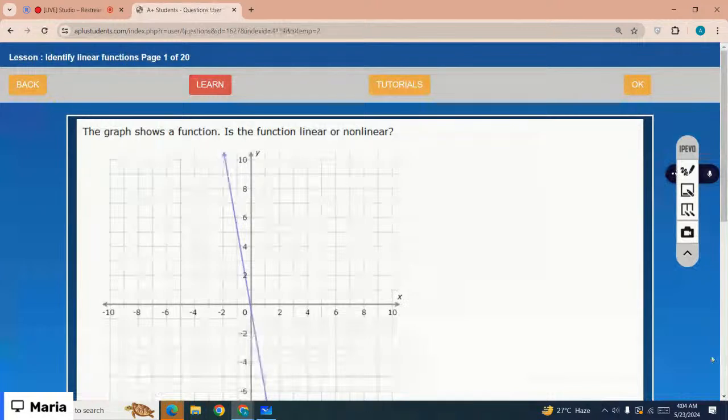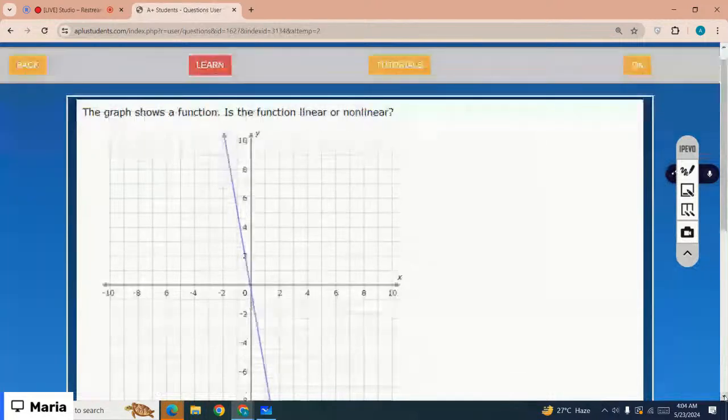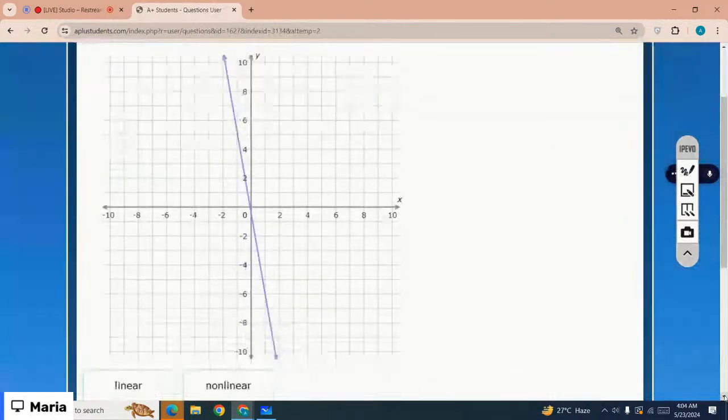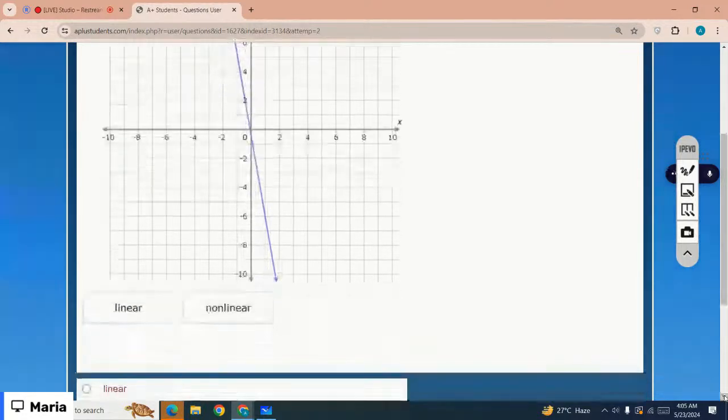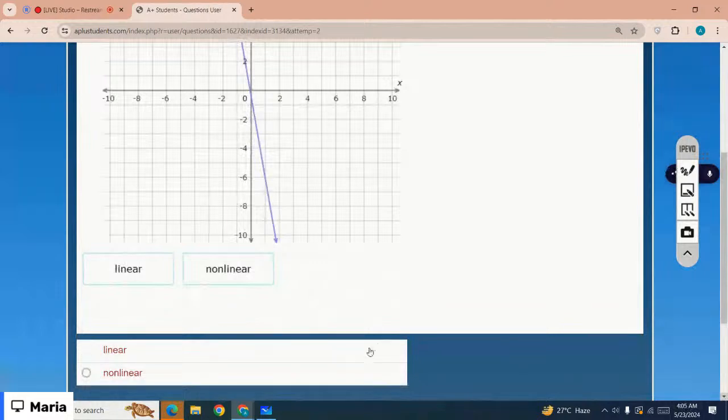The graph shows a function. Is the function linear or non-linear? Linear function it is, because it is a straight line. So that is a linear function. The correct option is linear.